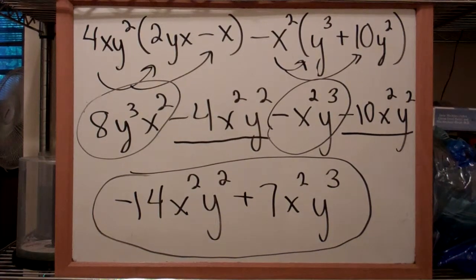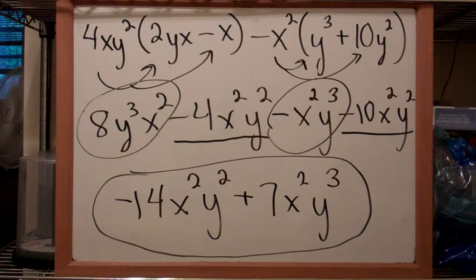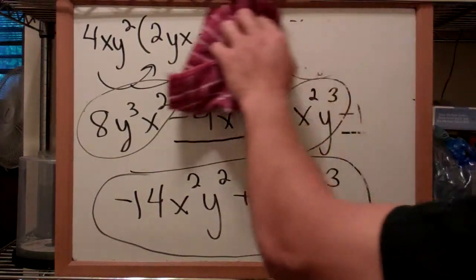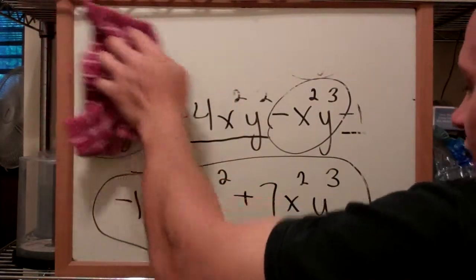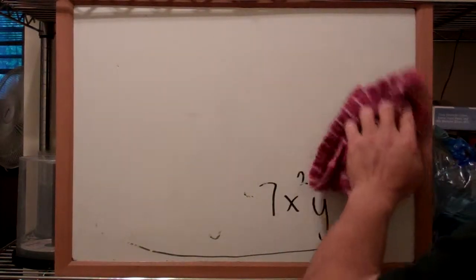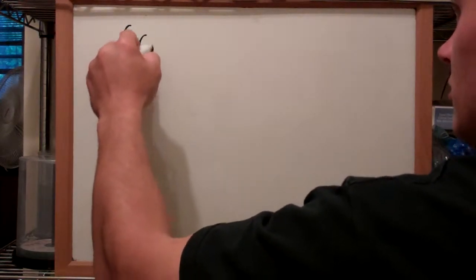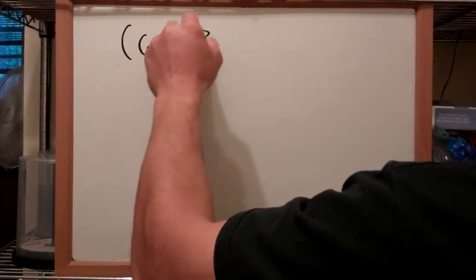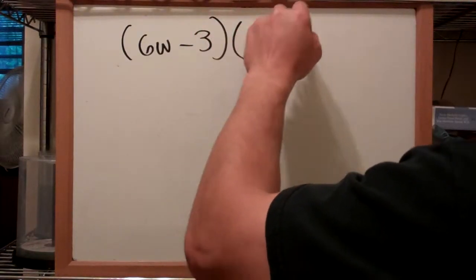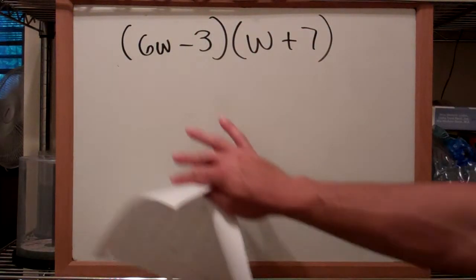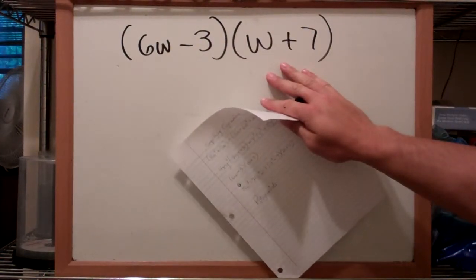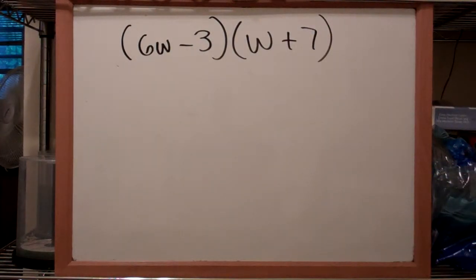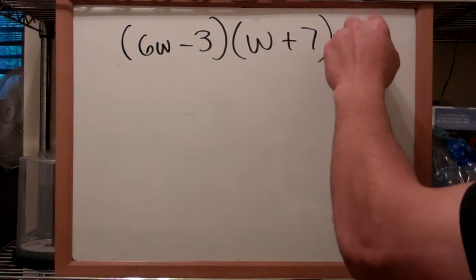Now we move into multiplying polynomials. The first example we want to start with is a binomial times a binomial. Remember, a binomial means that you have two monomials in an expression. So let's start with 6w minus 3 times w plus 7. Again, we have a binomial times another binomial, and what we're going to be using here is the FOIL method. F-O-I-L.